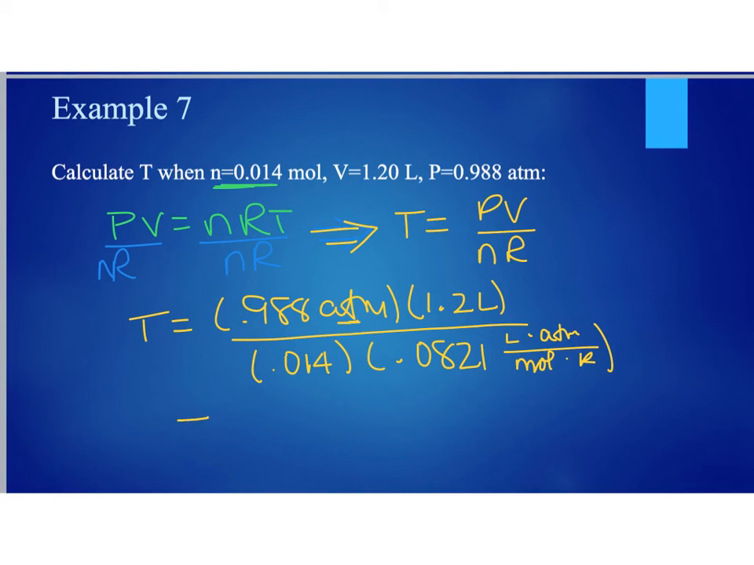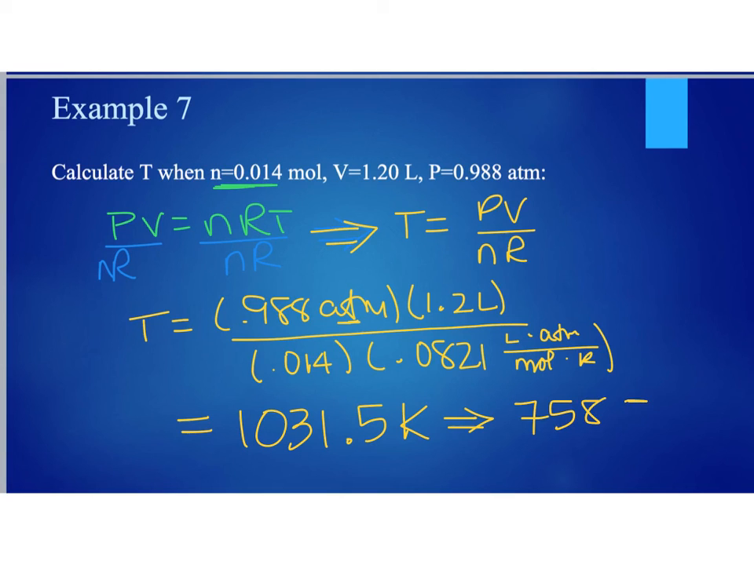So when we simplify, I end up with a temperature of 1031.5 Kelvin, which is really, I'm going to subtract 273 from that, 758.5 degrees Celsius. And that would be the temperature when all of these other parameters are set.